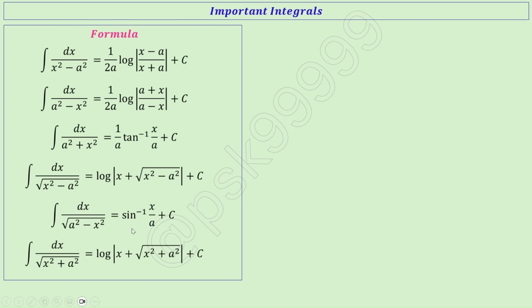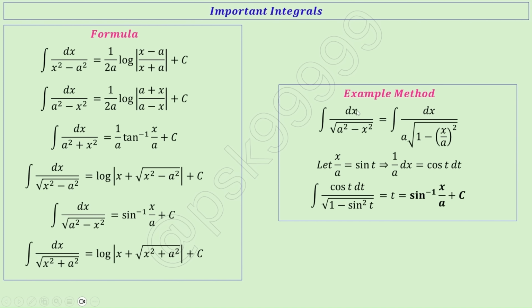Let's take how you will get sine inverse x by a. Integration of dx divided by square root of a square minus x square. If I take a common, I am left with integration of dx by a times square root of 1 minus x by a whole square. Now I will take x by a as sin t. Then 1 by a dx equals cos t dt. Integration of cos t dt divided by square root of 1 minus sin square t, which is cos t. Cos t gets cancelled. Correct? So this is nothing but t plus constant, that is sine inverse of x by a plus constant.